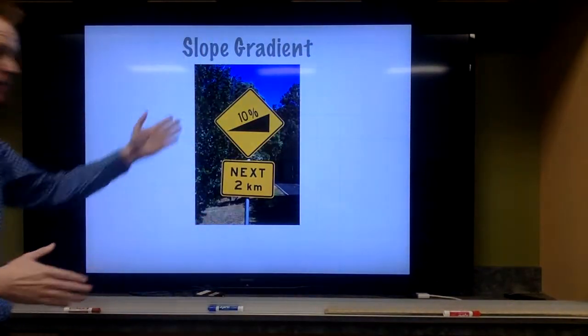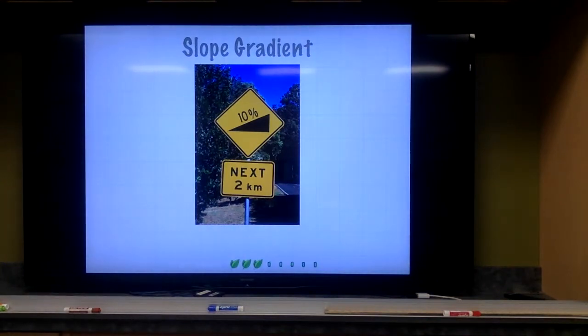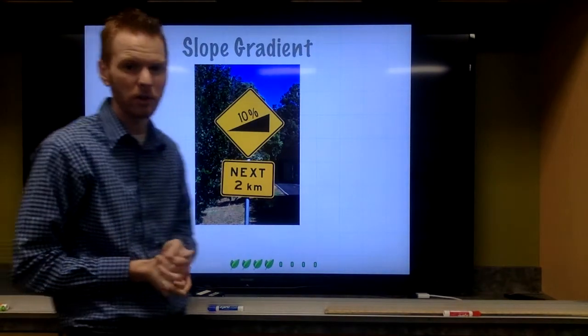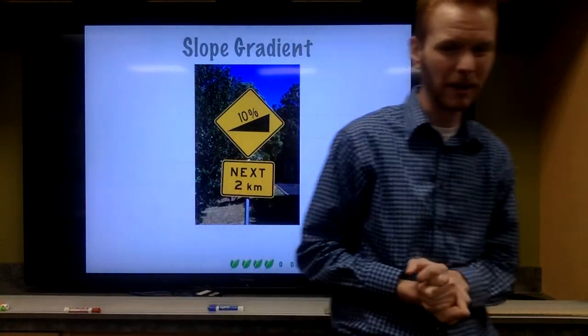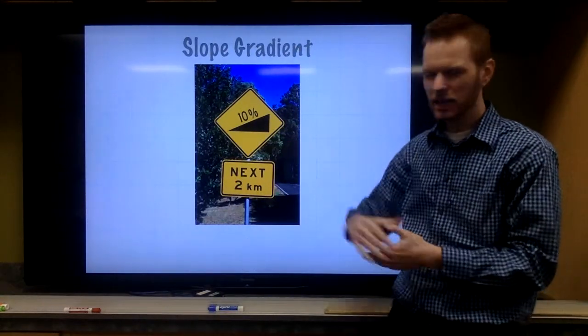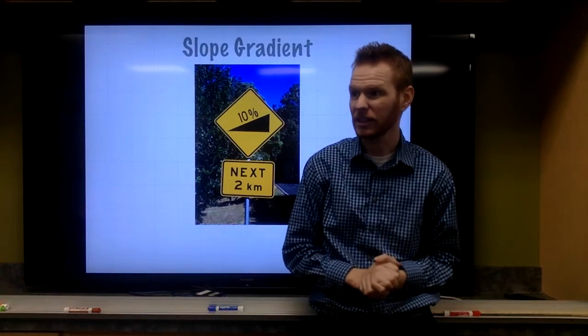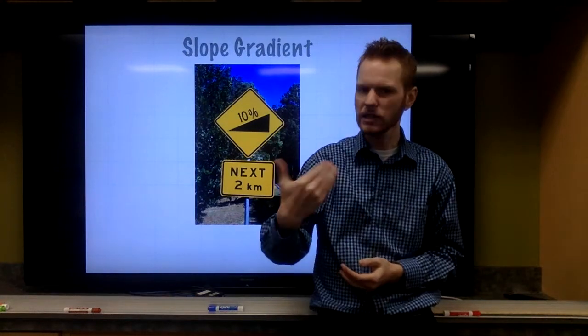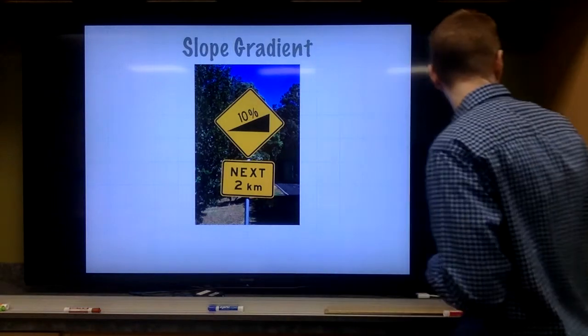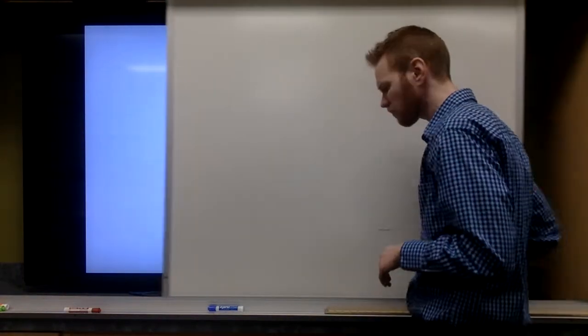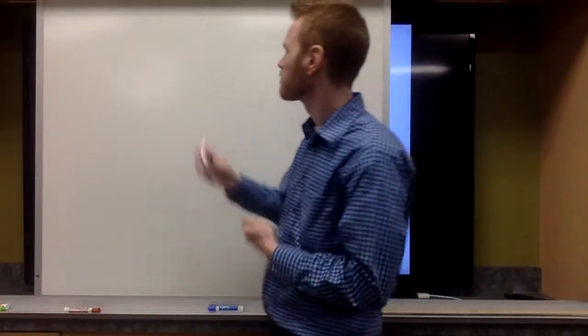First question, have you seen this sign before? Maybe, depends on where you live, right? Might not be a common or popular sign, but a lot of times people say, well, Mr. McCullough, that's a 10% slope. That's what it's telling me. And I'd be like, yeah, you're right. But what does 10% actually mean for a slope? Always good questions I'm asking, right?